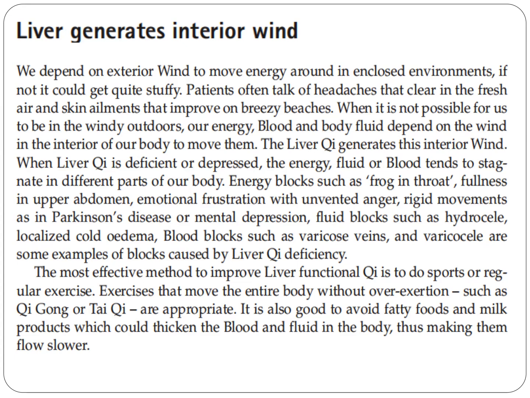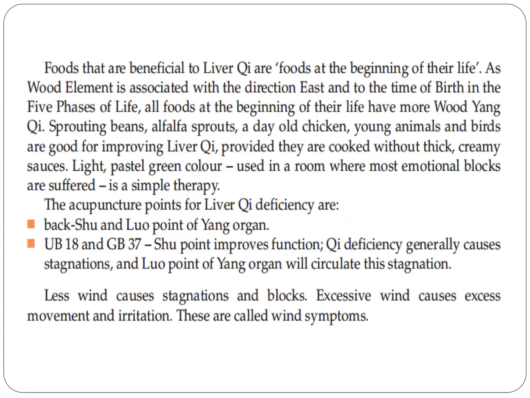The most effective method to improve the functional qi of the liver is to do sports or regular exercise. Exercises that move the entire body without overexertion, like Qigong or Tai Chi, are appropriate. It is also good to avoid fatty foods and milk products because they thicken the blood and fluid in the body, thus making them flow slower.